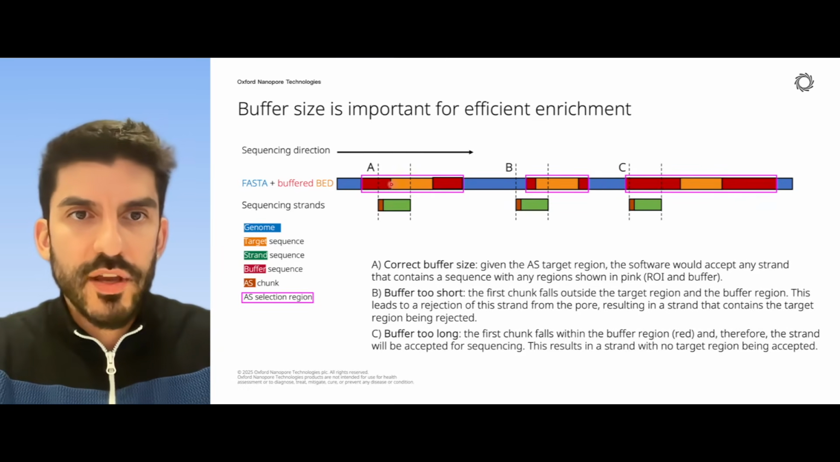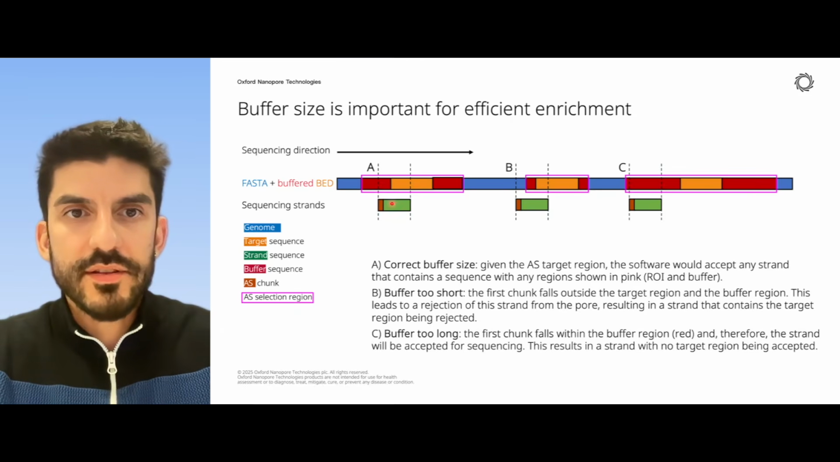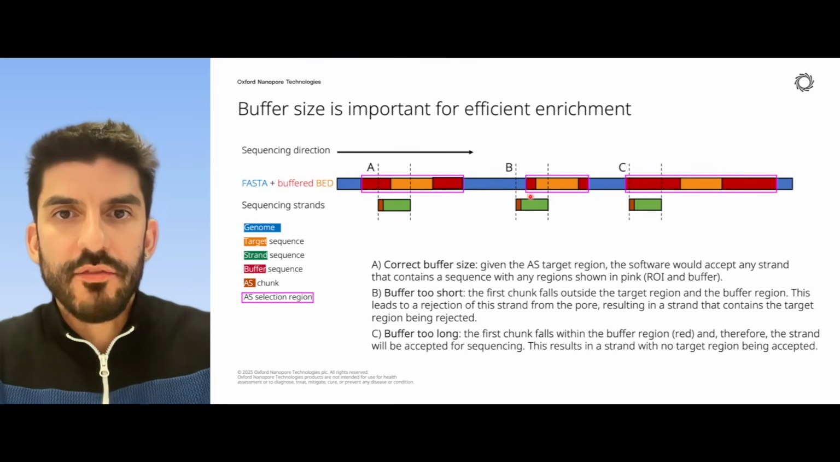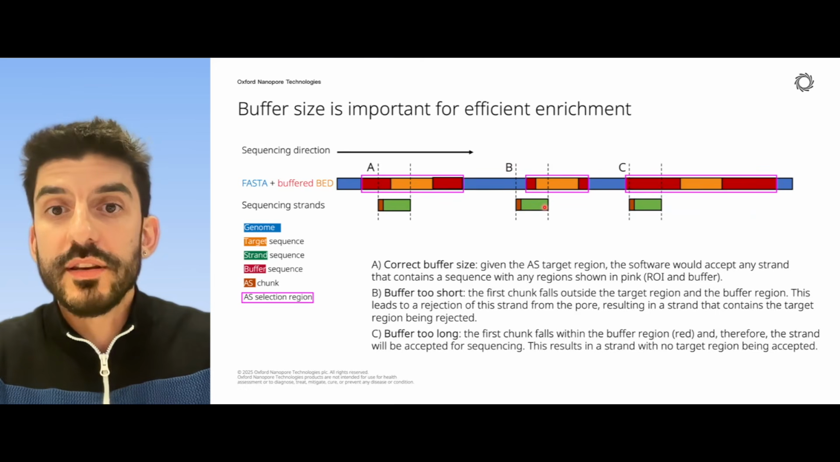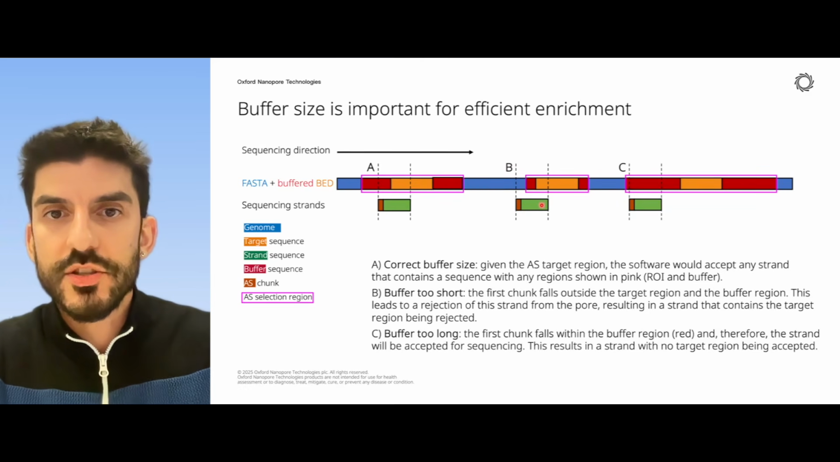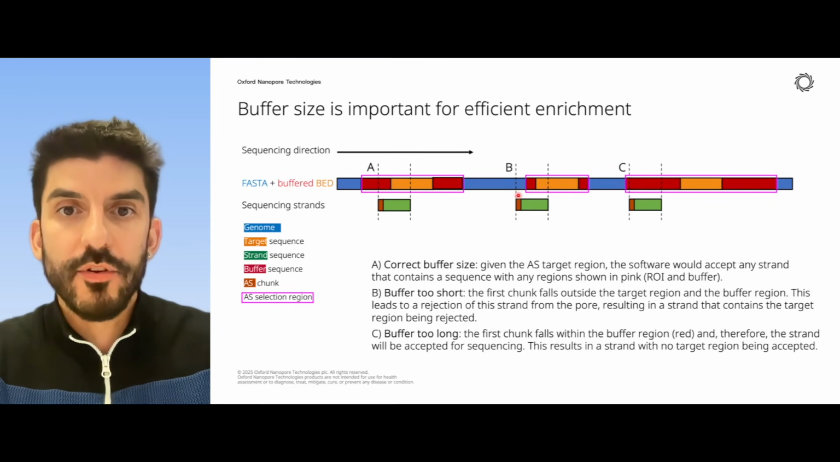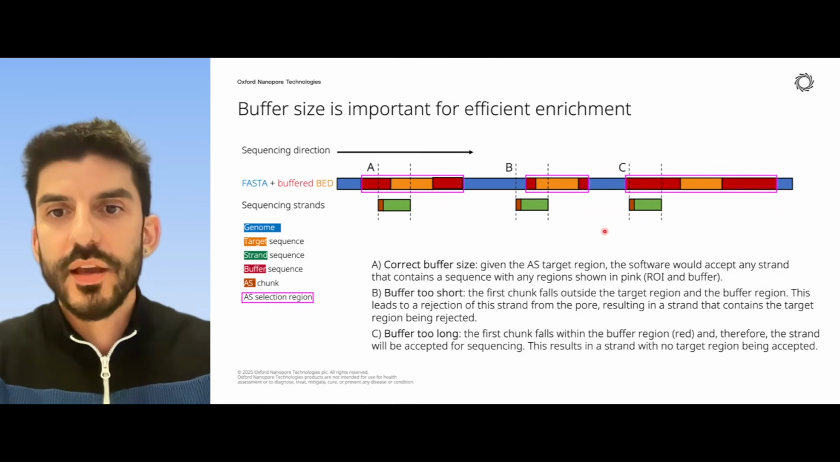In situation A, we have an ideal sized buffer, and we have the initial chunk falling on the buffer, and the strand gets accepted. It is sequenced, and there is a considerable amount of sequence of the strand that is actually on target and of value. In situation B, we have a buffer that is too short for this read, and even though the read would eventually reach our region of interest, it ends up getting rejected because the initial chunk falls outside the region of interest and the buffer that we defined.